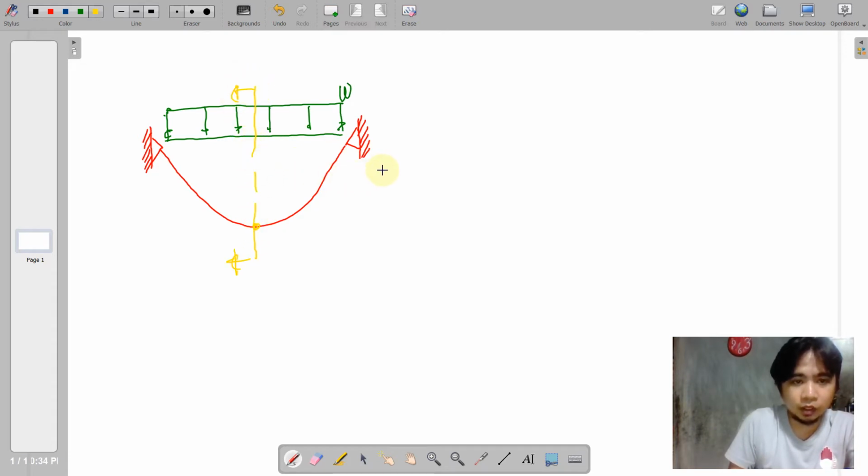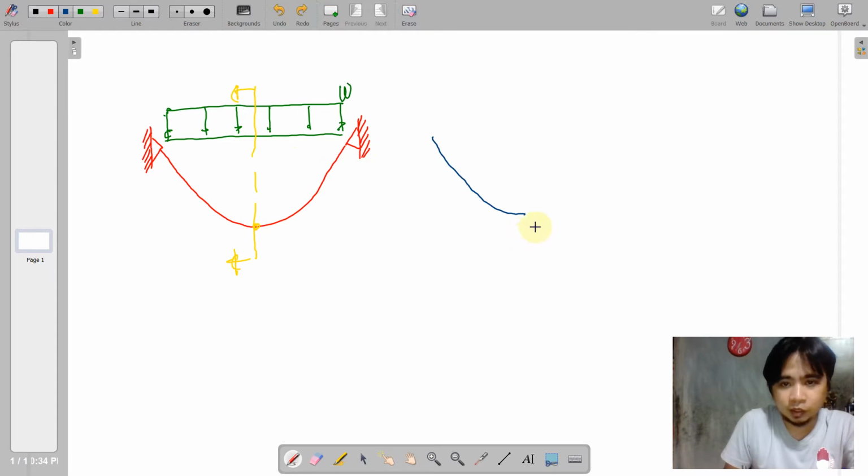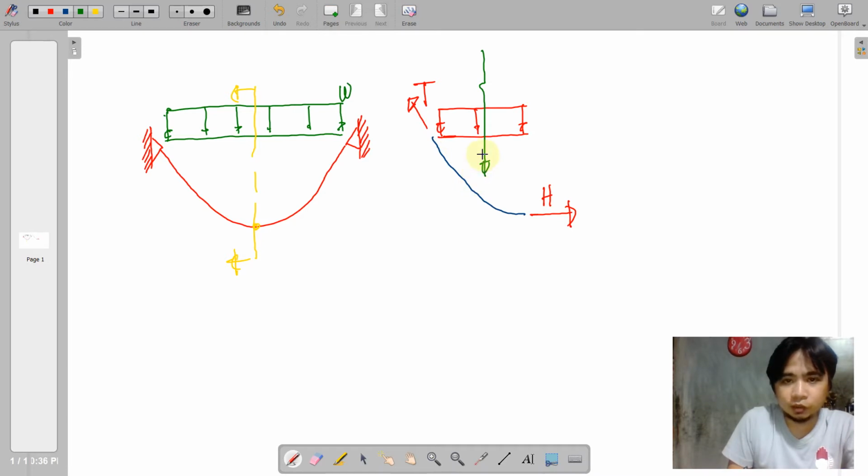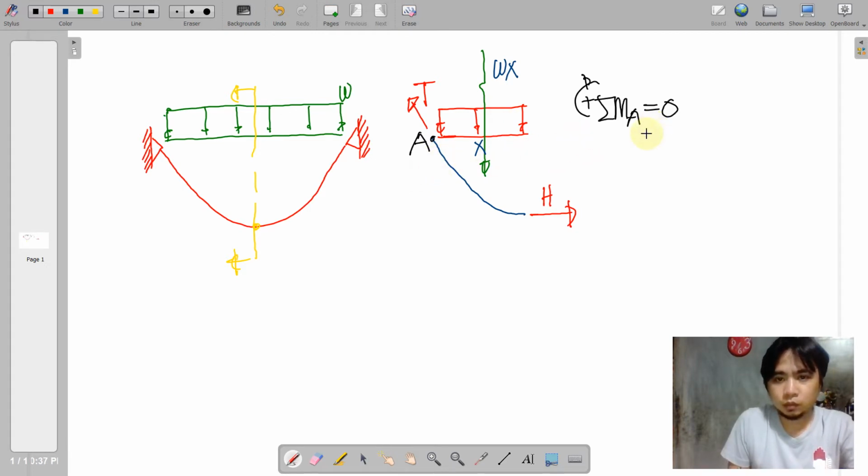So that we have this cable cut where we have a single horizontal force at the lowest point, that is H, a diagonal force T, and the vertical resultant from this distributed load. And if this is x, this is Wx. Now if this is point A, we just take moments at that point. We have this one, and if this is a y distance, we can now take moments.